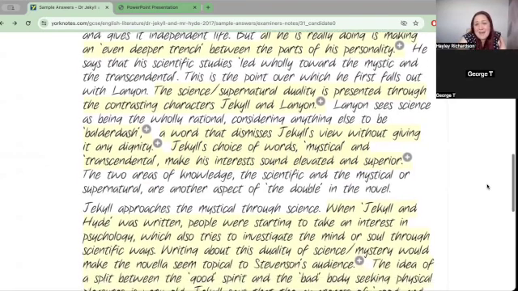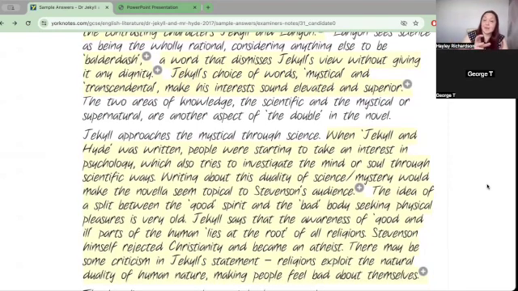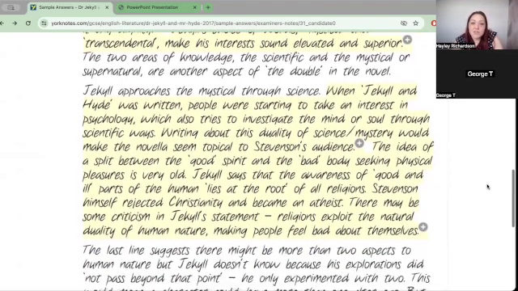Just sounds so fab. The two areas of knowledge, the scientific and the mystical or supernatural, are another aspect of the double in the novel. Good. So he's bringing us back, although he didn't get a mark specifically for it, the flow of it is helping because it's bringing us back to what the question was. It's reminding us that he's remembered what the question's about. Jekyll approaches the mystical through science.